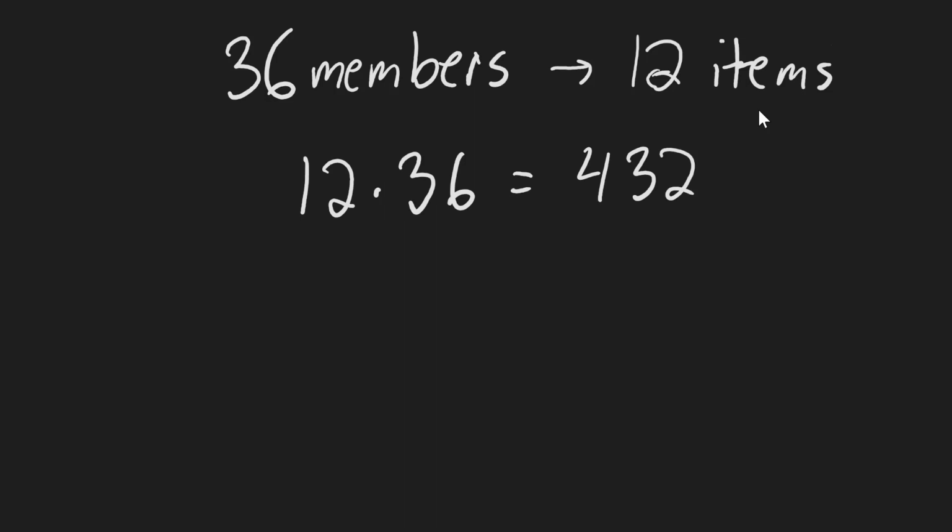So the first thing we need to figure out is, why do we multiply 12 times 36 instead of adding or subtracting or dividing or whatever? Why does 12 times 36 make sense? And then the second thing we need to do is figure out how to multiply 12 times 36 without a calculator. So let's do the first step. Why does it make sense to calculate 12 times 36?